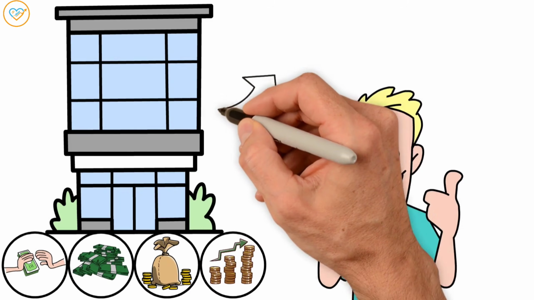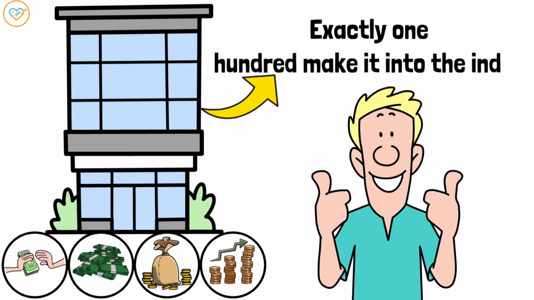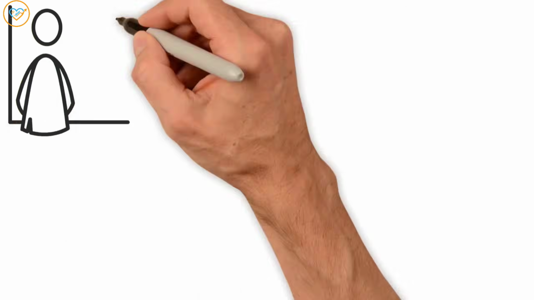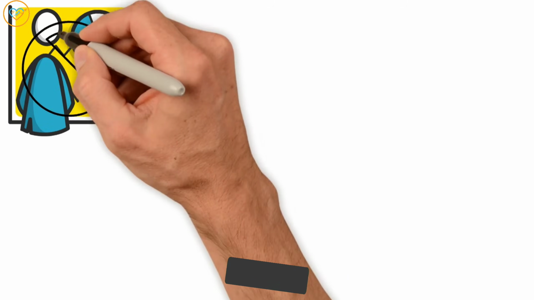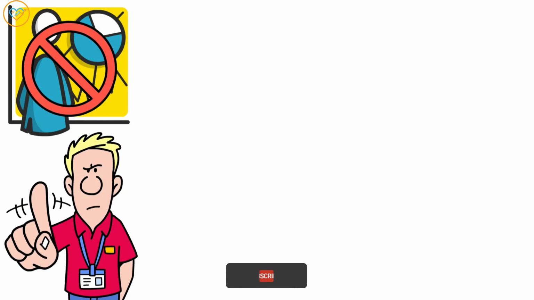Only the top-scoring companies survive this step. Exactly only 100 make it into the index. Weights are then adjusted. No single stock can dominate. No sector can exceed preset limits.